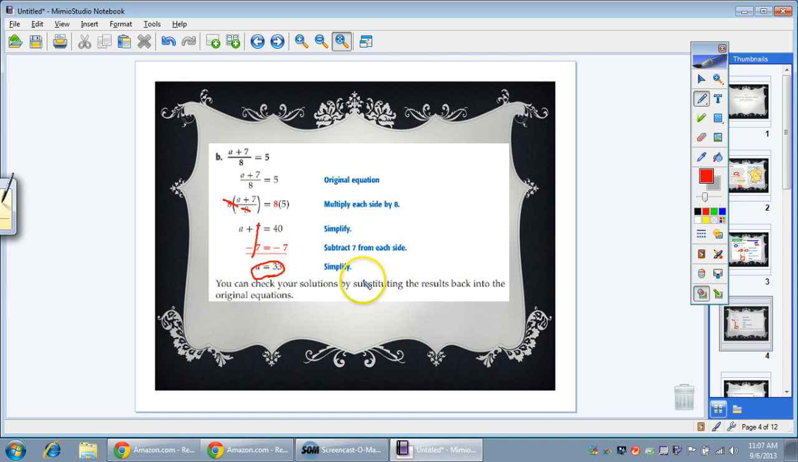You can check your solutions by substituting the results back into the original equation. That means if you put 33 back in here, does it equal 5? If it does, that means you did it right. 33 plus 7 is 40, divided by 8 does equal 5. So you did the problem right, and that is the correct answer.